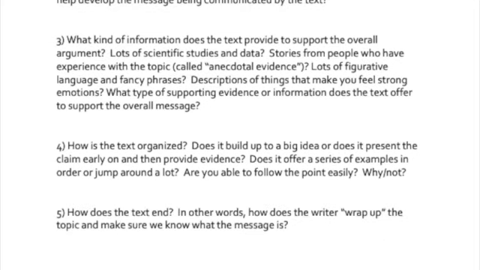And then you think about maybe how the text is organized. Maybe this corresponds to shape, right? What is the shape of the written text? Does it build up through little ideas to a big idea? Does it present a clear claim early on and then provide evidence for the claim? Is it really logical and does it move from one point to the next in a really chronological way? Does it jump around a lot? Is it easy to follow? What's the shape of the text?